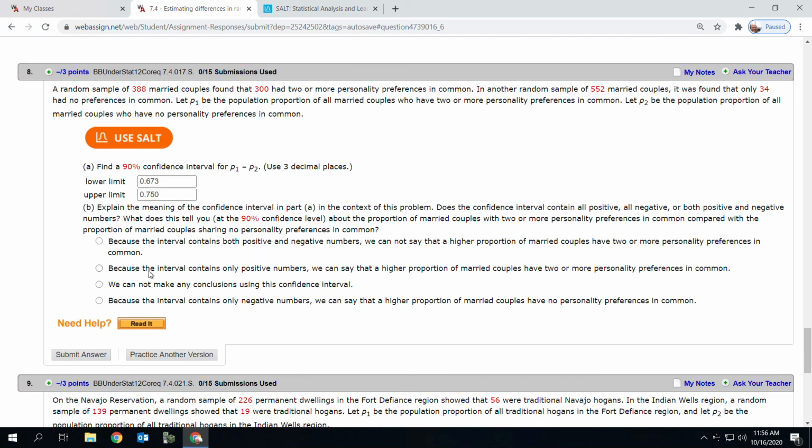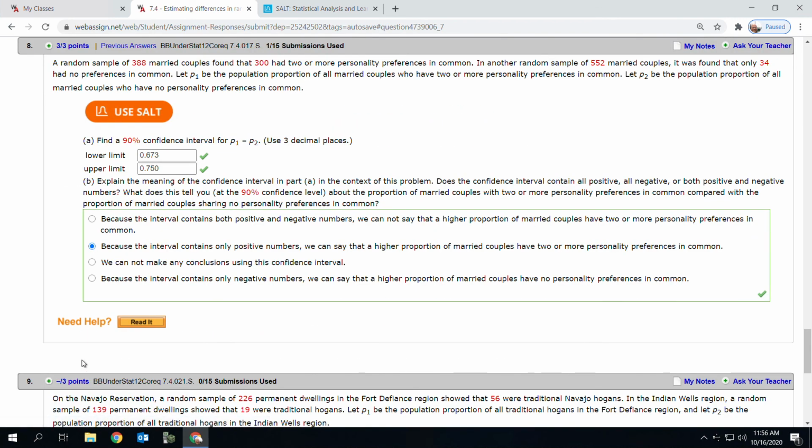Because the interval contains only positive numbers, we can say that a higher proportion of married couples have 2 or more personality preferences in common. I'm going to submit, and we'll double check to make sure it's right.